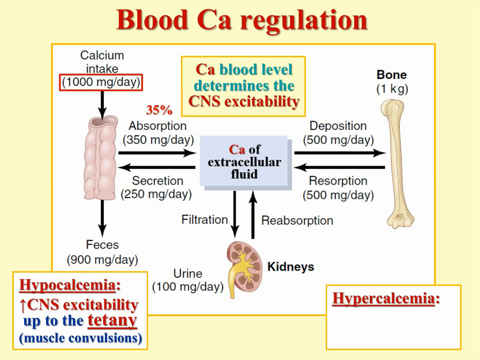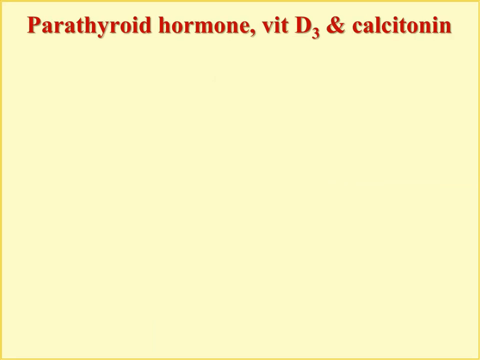Opposite, hypercalcemia results in decreased central nervous system excitability. The central nervous system is depressed, reflexes become weak, sluggish, and generally muscles cannot operate normally. So you see that normally blood calcium level is kept very constant because we have a few hormones that regulate this calcium level. Number one is parathyroid hormone. But also in this regulation, vitamin D3 participates, and calcitonin.